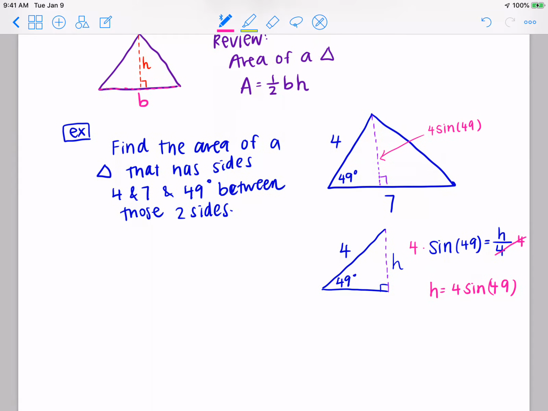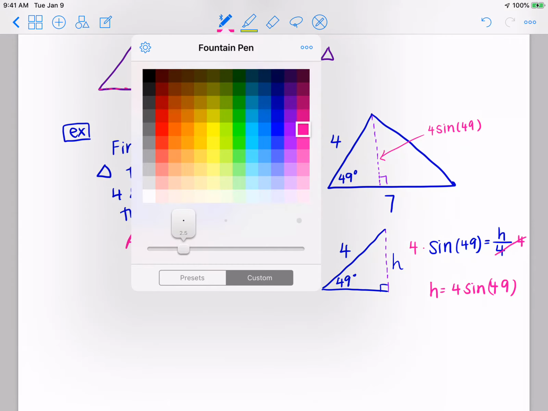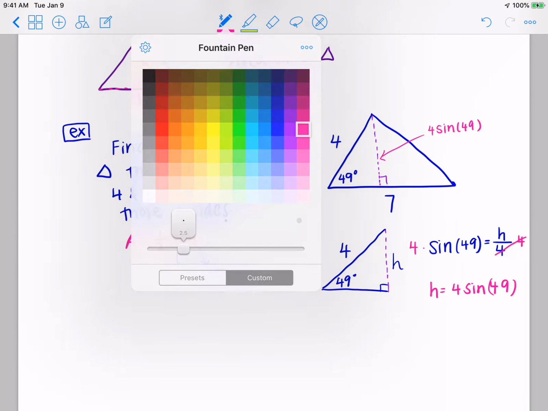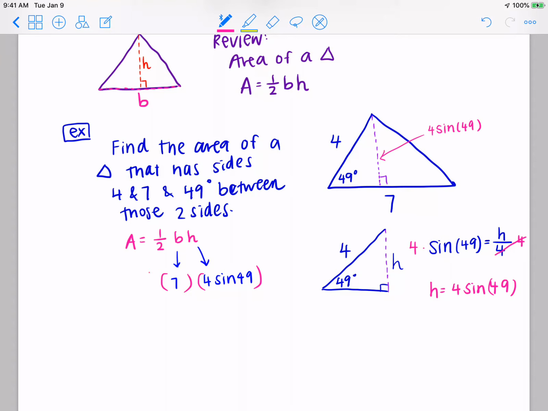Okay, so go back to our formula from earlier. Our formula was A equals 1/2 base times height. If our base in this case is 7, and our height in this case is 4 sine 49, I can go ahead and just multiply all of these numbers together, and you can find your answer. So 1/2, if you're going to put it in your calculator, you can put 0.5. And since this is in degrees, your answer should be 10.57.